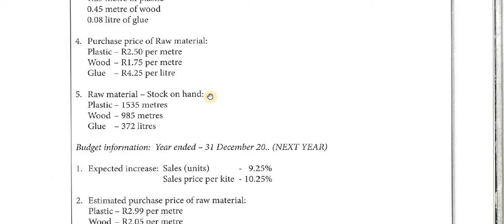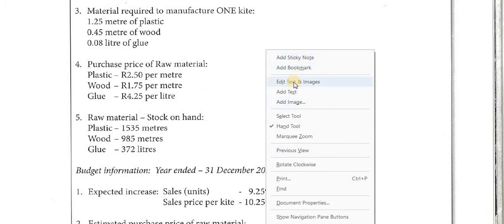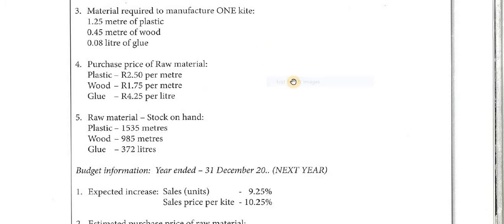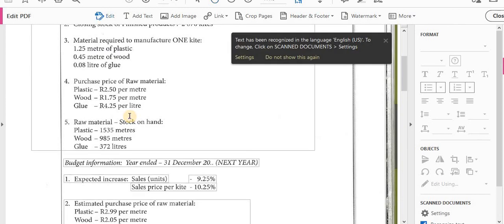The purchase price of raw materials is 2 rands 50 per meter, so each meter of plastic costs you that, and each meter of wood costs you that, as well as glue, it costs you that as well. Raw material stock on hand, we have plastic, we have wood, we have glue, and we have those amount of meters on hand.